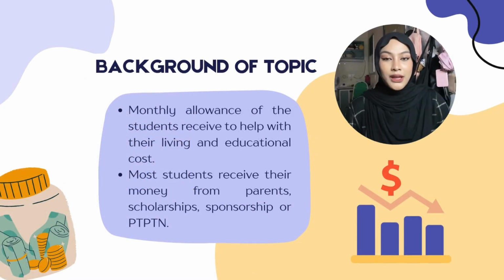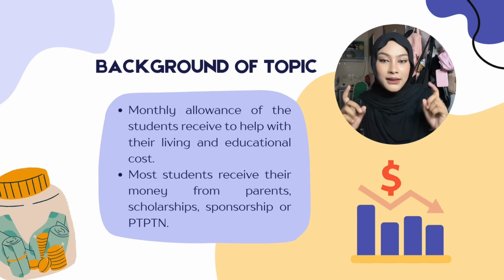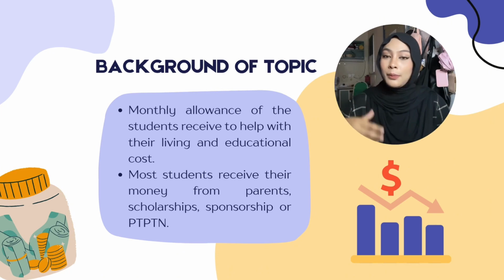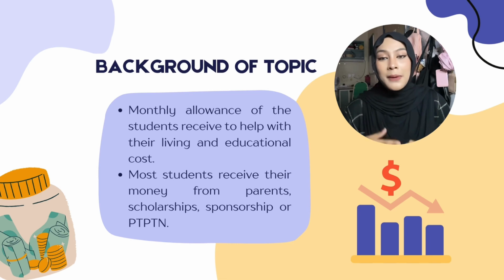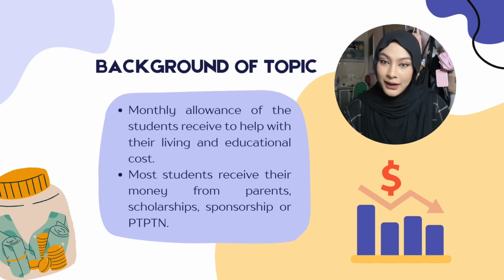Okay, so before we dive into the data, let's take a moment to understand the topic. When we say monthly allowance, we are talking about the money that students receive regularly, either from parents, scholarship, or also PTPTN. This money is usually meant to cover our daily needs like food, transport, rent, and also school-related expenses. But here is the thing. Even though the amount of allowance each student gets may be different, what really matters is how we use that money. And that's what we are going to look at in this presentation. How students actually spend their allowance.